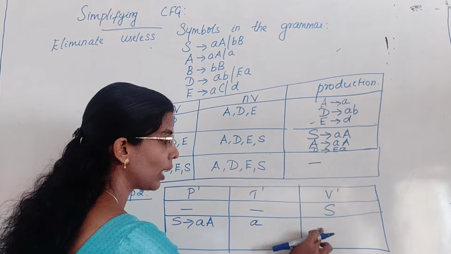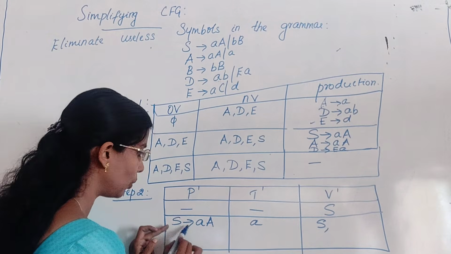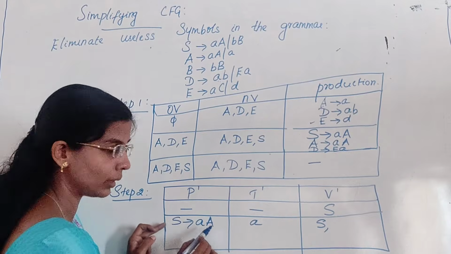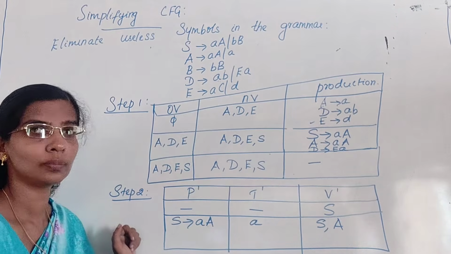Check this production and write the non-terminal, variable or non-terminal. So already you have S, copy down this S and then check. Do you have any other non-terminal? Yes, I have this A, you write this A down.